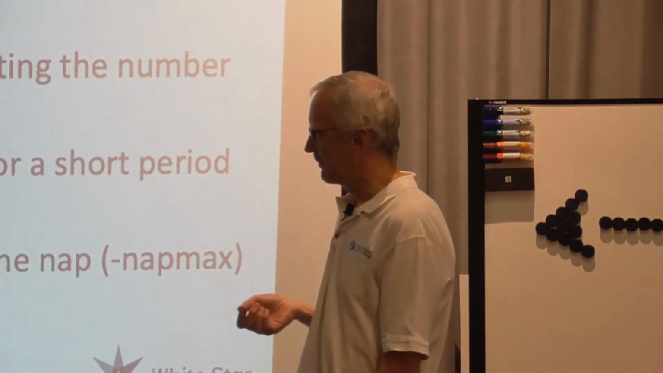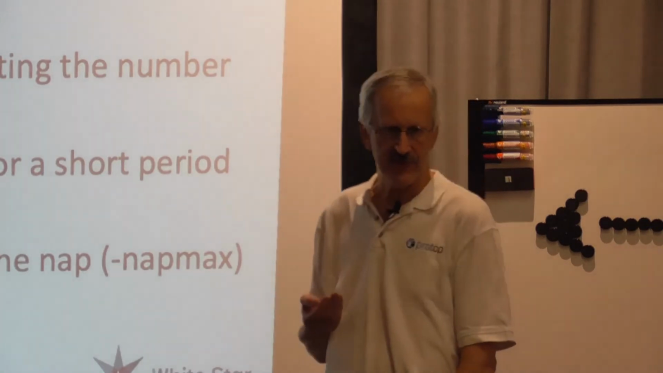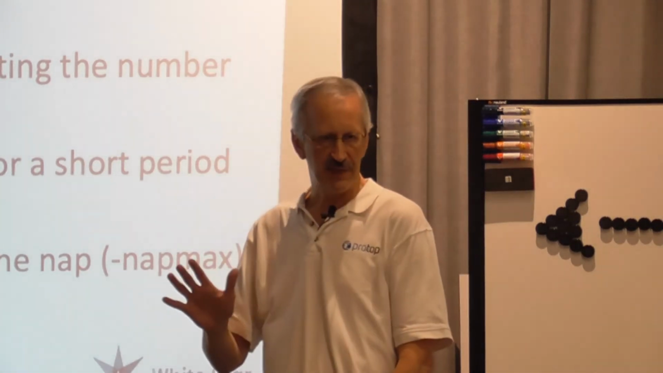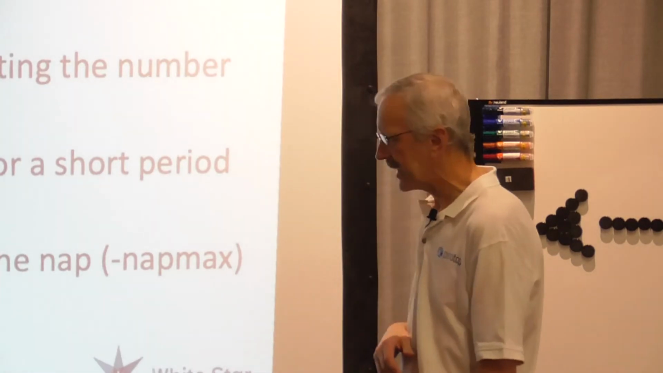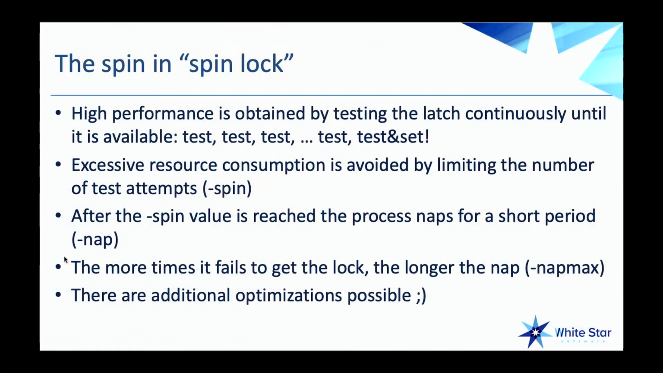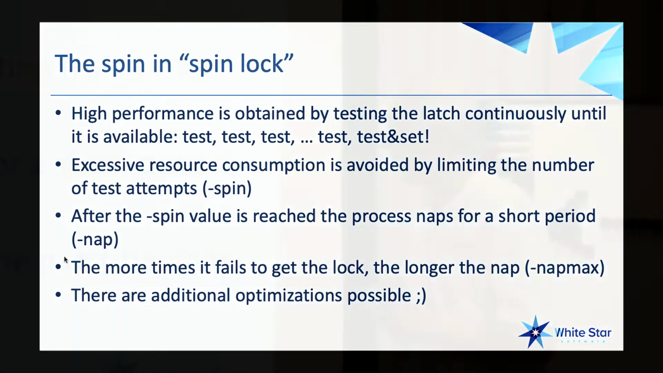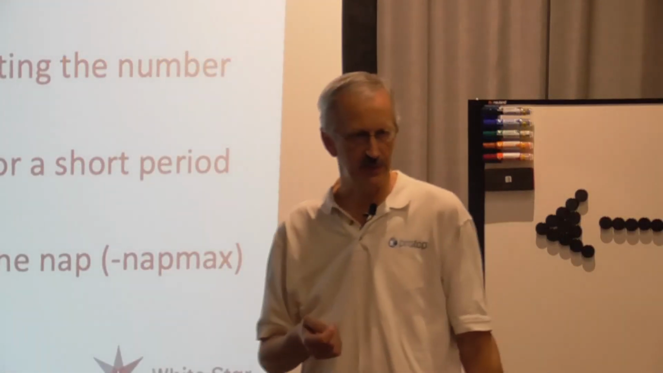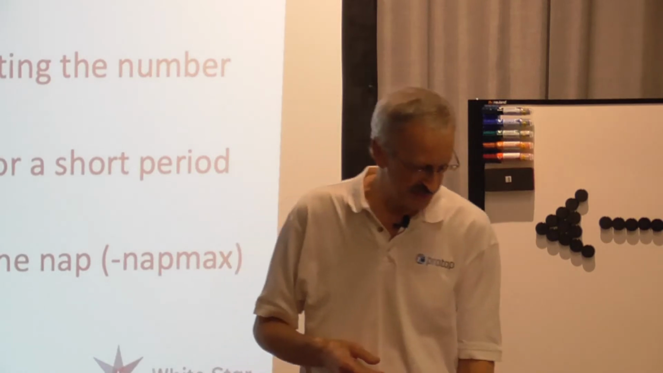After you get to the spin value, the process will take a nap. It'll say, okay, I've been trying long enough, time for me to take a nap. It'll take a nap from the initial nap value, which defaults to 10 milliseconds, all the way up to whatever nap max is, which these days is usually 500 milliseconds. It used to be 2,000, which is a 2-second nap. The more times it fails to get the lock, the longer the nap will be. And then there are some additional optimizations that you can get into deep within the engine.